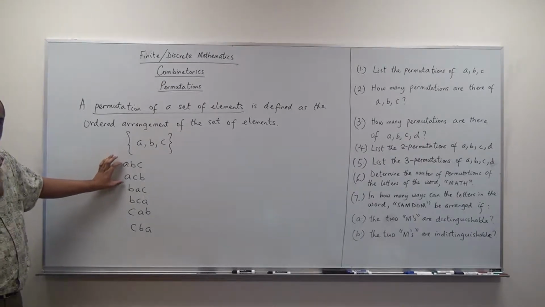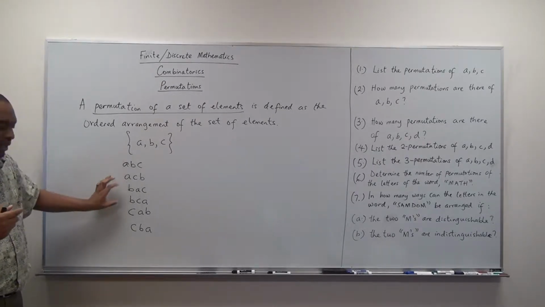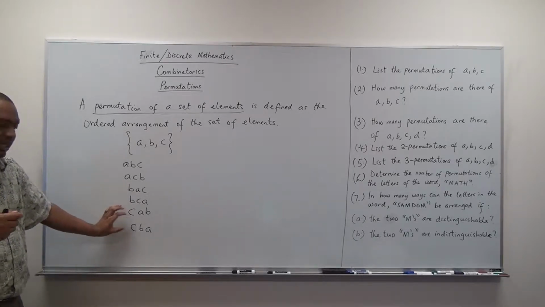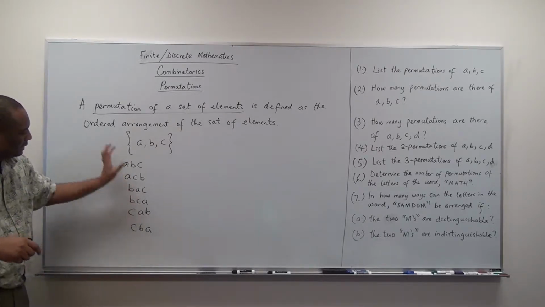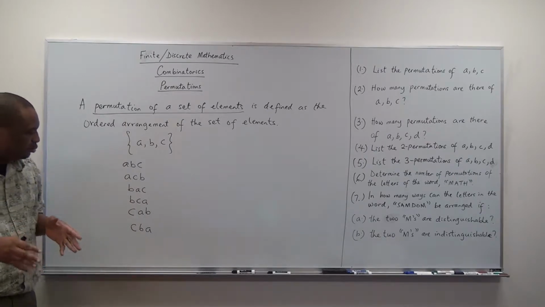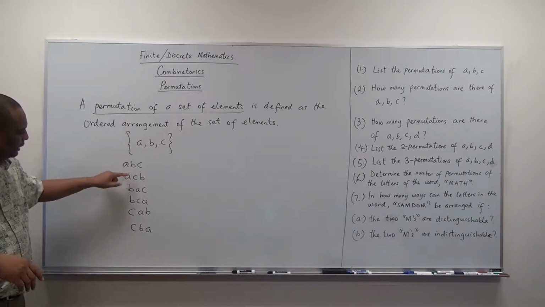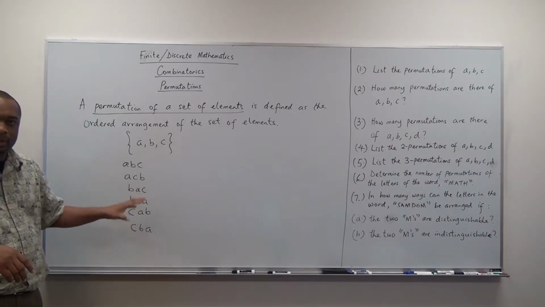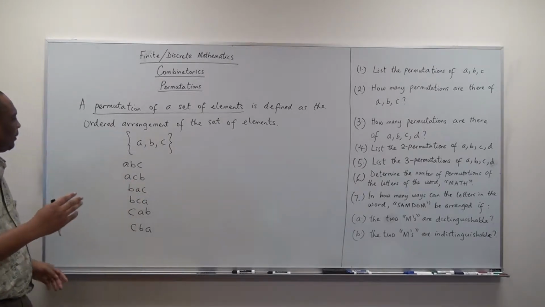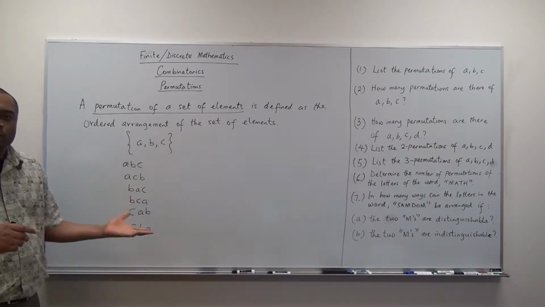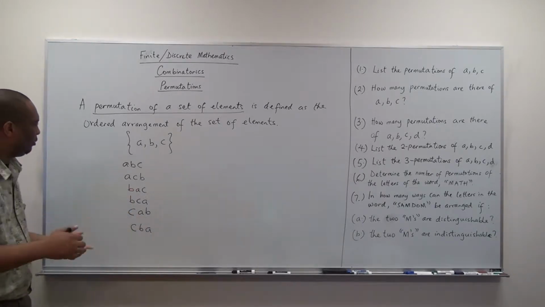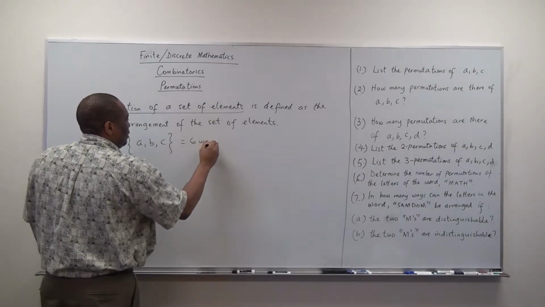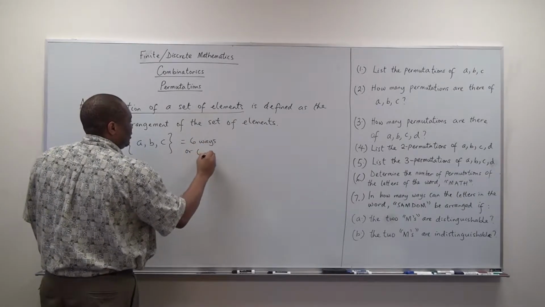Here, A comes first in 2 arrangements, B comes first here in 2 arrangements, C comes first here in 2 arrangements. And if you look at the last, the same thing. Each one gets its turn twice. Okay, so we have 6 ways, 6 permutations.